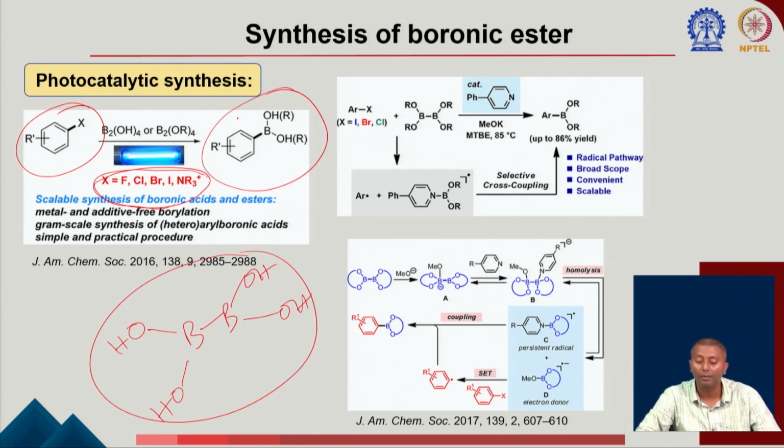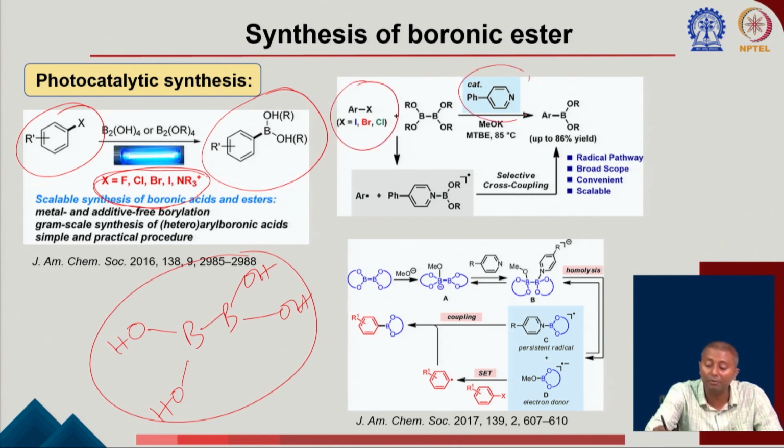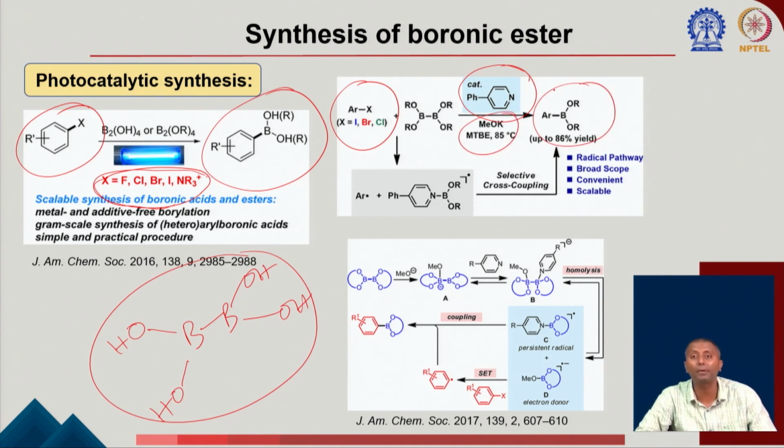Okay. Then there is another method where they use a pyridine, starting from the same starting material, the aryl halide, but they use a catalytic amount of 4-phenylpyridine in the presence of an alkoxide base, and they heat at 85 degrees to generate the aryl boronic esters. Again, these reactions have a very good yield, and they have a proposed mechanism that the alkoxide attacks first the diboron compounds, and then forms some sort of a boronate complex.